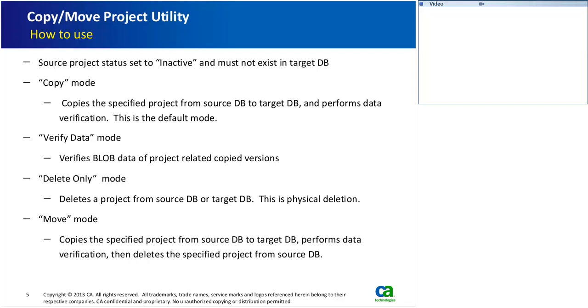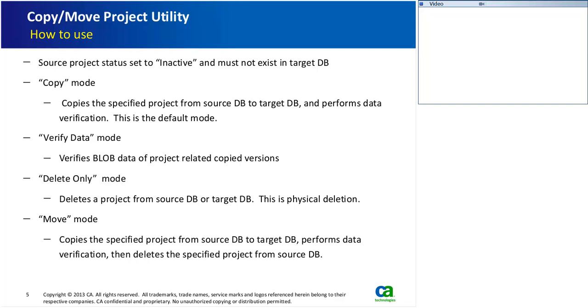And then the delete only mode allows you, after you copy, to delete. Okay, so this is the physical delete. You can also use this to delete whatever project you have in the current database. Right now, that function is not available in the current GA release, right? So you have to manually delete, but it's very tedious. So this option will allow you to delete very cleanly, and this is a physical deletion. So definitely, when you use that, you have to be very careful.